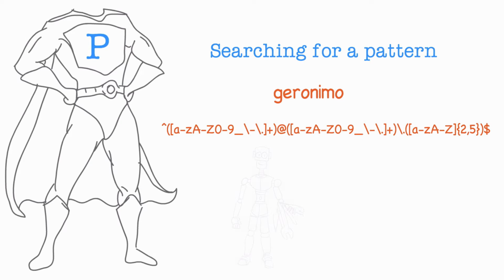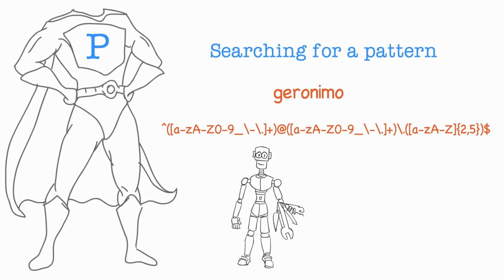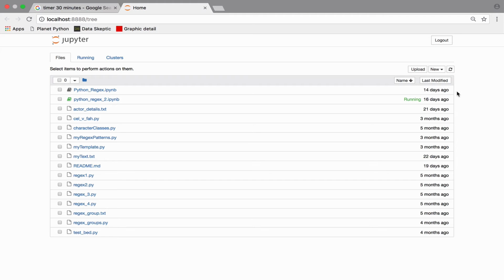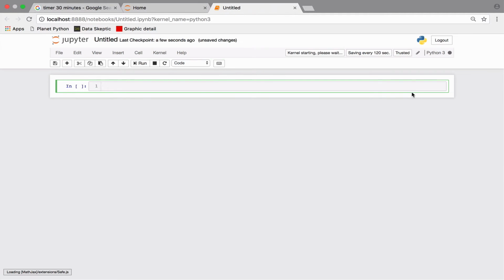Regular expressions provide us with tools to build non-literal patterns. One such tool is a rich set of metacharacters. Metacharacters are the key to powerful, efficient, and flexible text processing. In this video, we will learn about some key metacharacters by solving a problem statement. So let's first open Jupyter Notebook and import the RE module.